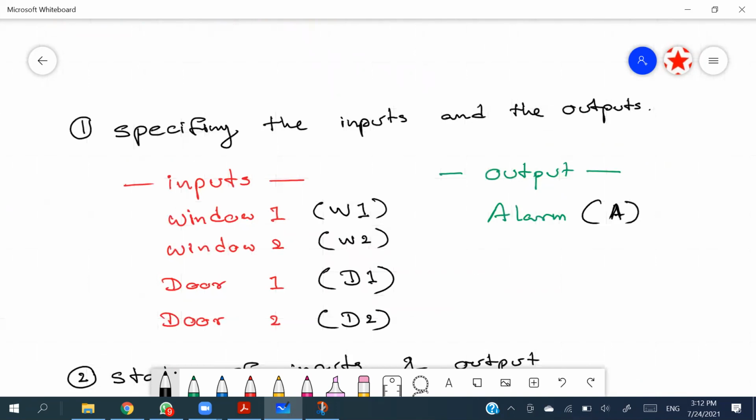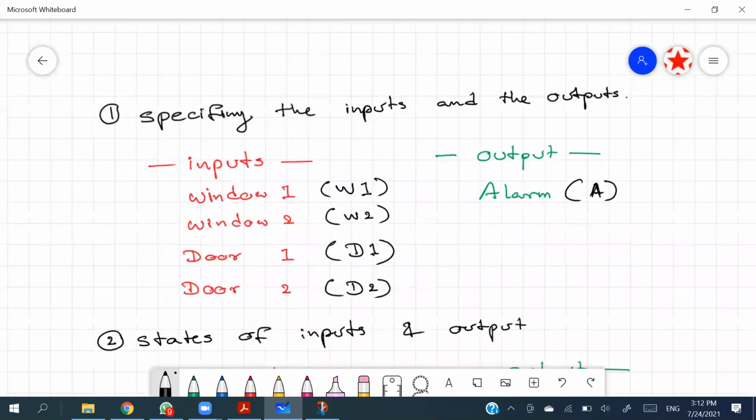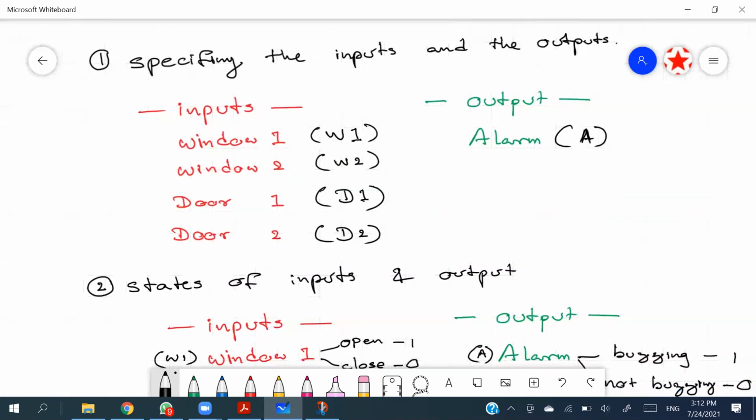Okay, so you can write this under example one, right? I'll move the screen time by time, right? So you can copy this down.